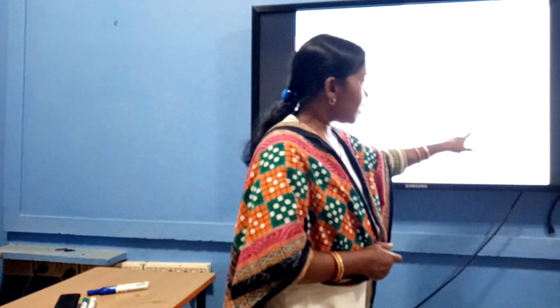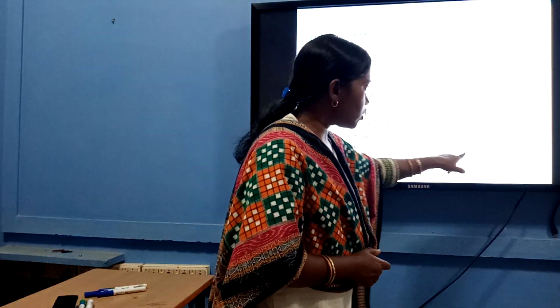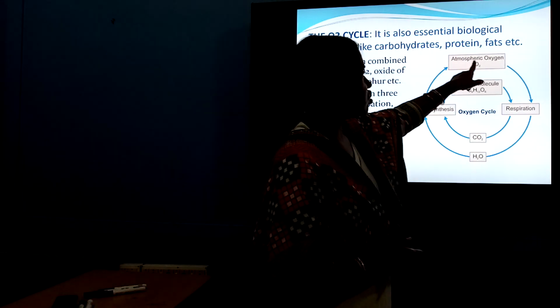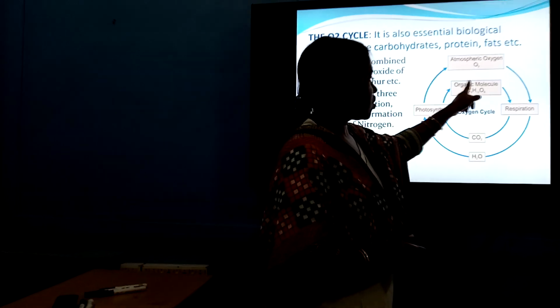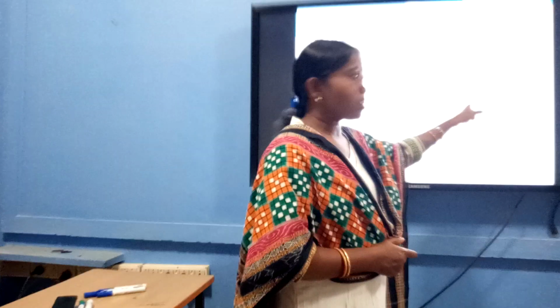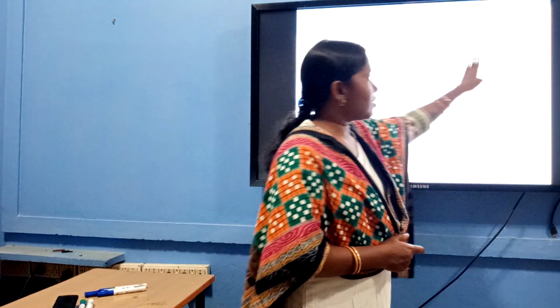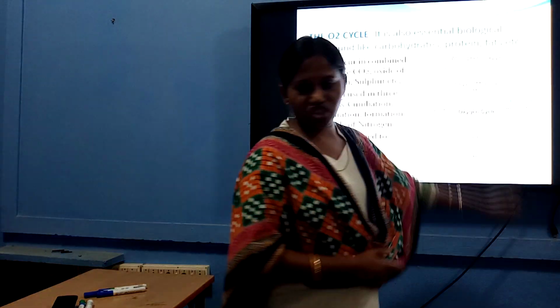That carbon dioxide and water will be used by the green plant during photosynthesis, and they will release oxygen to the atmosphere, and they also synthesize the organic molecule called glucose. And again this will be used by living organisms. So in this manner it maintains the oxygen cycle.